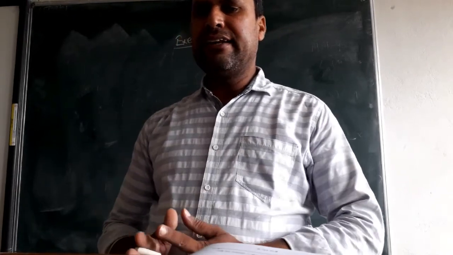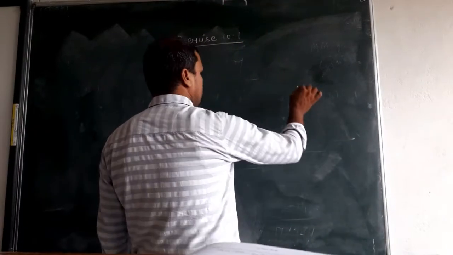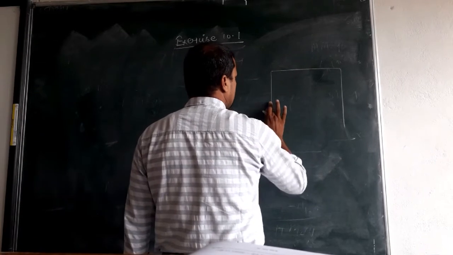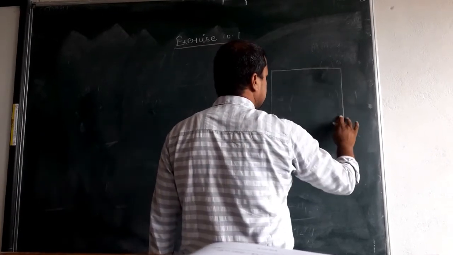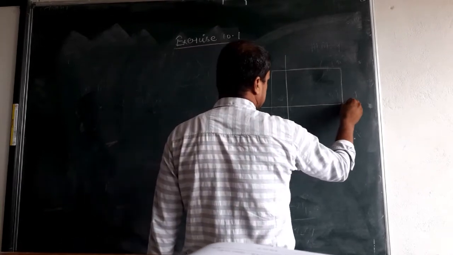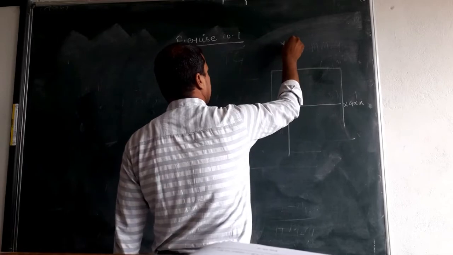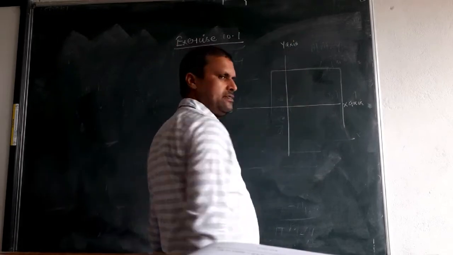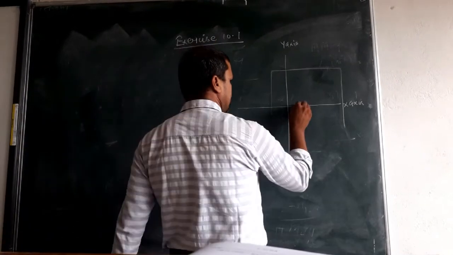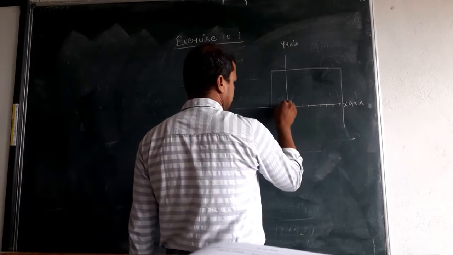A quadrilateral in a Cartesian plane. So, to draw the Cartesian plane, this is the coordinate axis, the x-axis, and this is the y-axis. And the points are there: 1, 2, 3, 4, 5, 6, 7, 8.